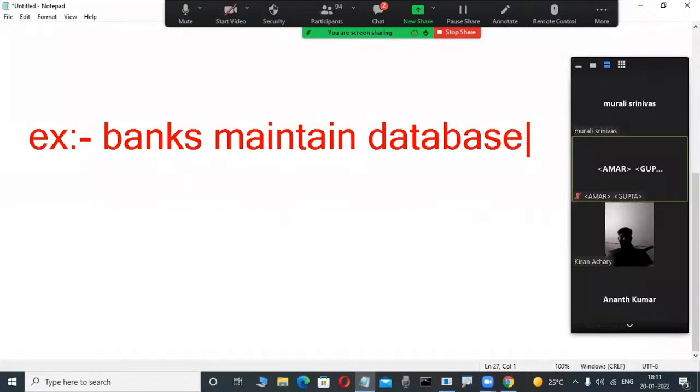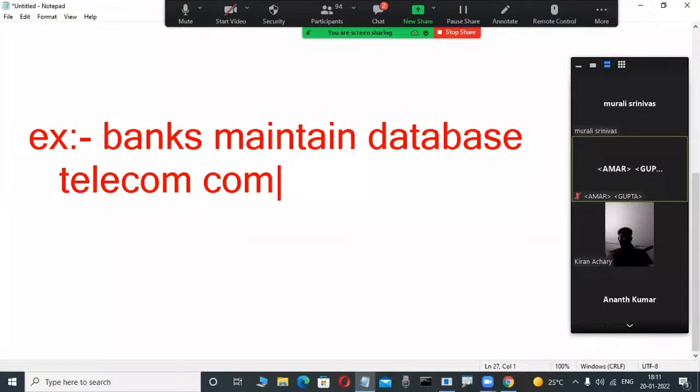Now, all the transaction information I want to store permanently. Then only we are operating all the things. That's why banks maintain databases. Banks, everyone understands. Suppose telecom companies, so many examples are there. Just roughly, for easy understanding, I'm telling you, telecom companies maintain databases. Suppose you make a call to your friend or anything. Those call details will be stored in a database.